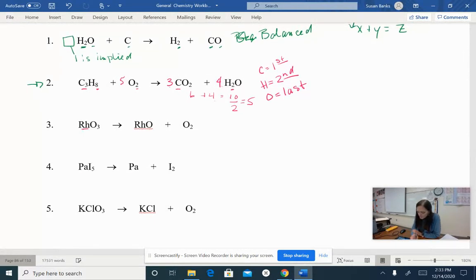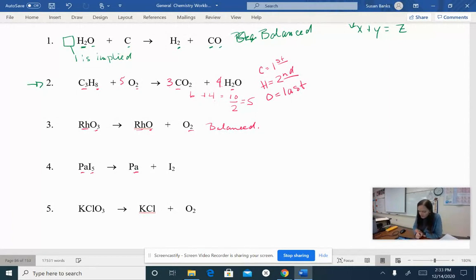Okay, let's look at number 3. Rhodium. I've got 1 here, I've got 1 here. Pretty okay. I've got 3 oxygens here, I've got 1, and I've got 2 here, which is 3. This is balanced the way it is. Done. Okay, number 4.